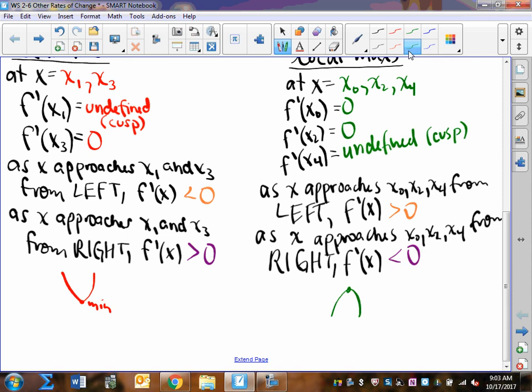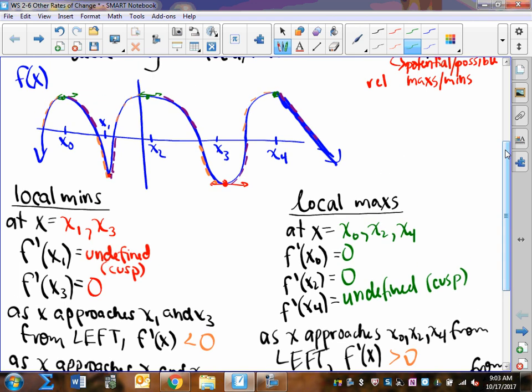Now, if we stop and think about it, when my derivative is 0, that's any time that it flattens the path, right? Like we see here. Or the undefined, some type of corner or cusp. But again, be careful, just because it's 0 doesn't mean that it's going to be a maximum. We'll take a look at why that might be the case.